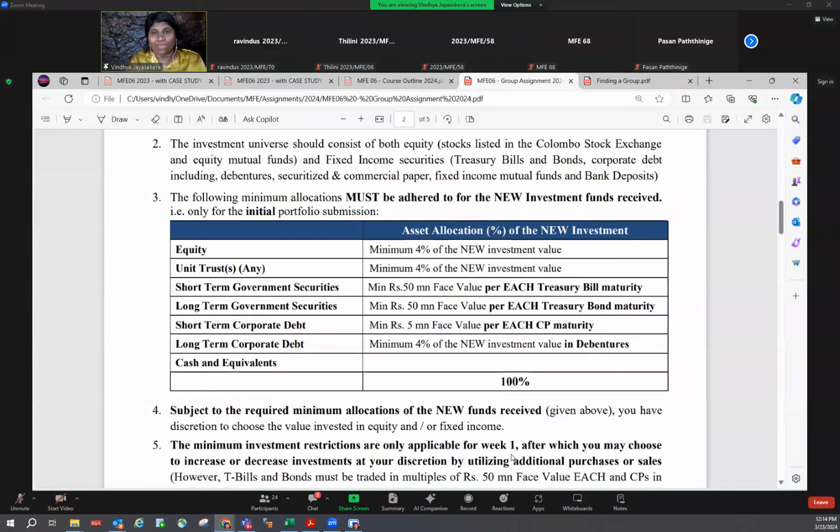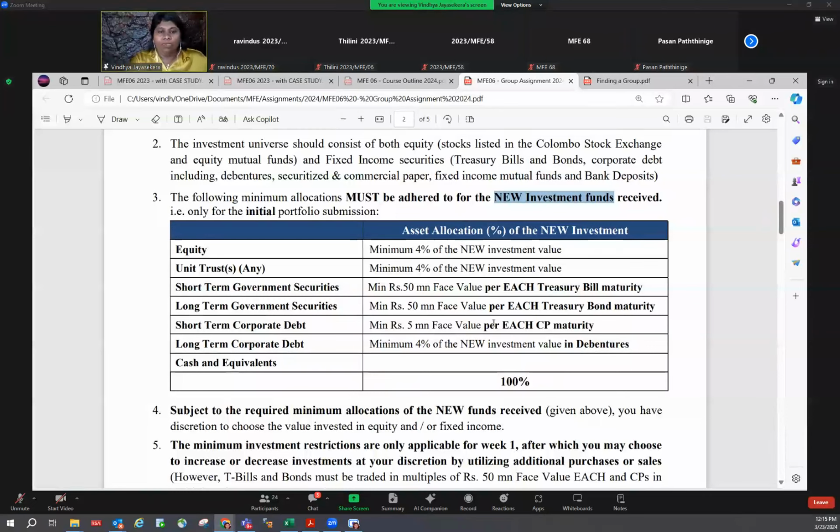To make sure that you invest across the board, there are minimum allocations for the new investment, that is for the 600 million. You have to at least invest in some equity, some unit trust, some bills, some bonds, like that, right? After this minimum allocation, which is a very small allocation, everything else is up to you to decide where you want to invest, how you want to invest, what shares you want to invest in, right?